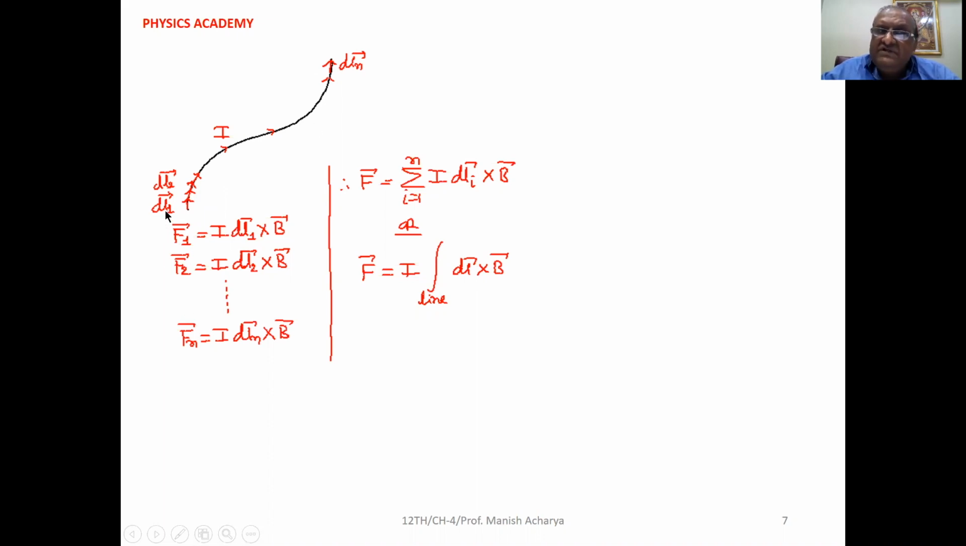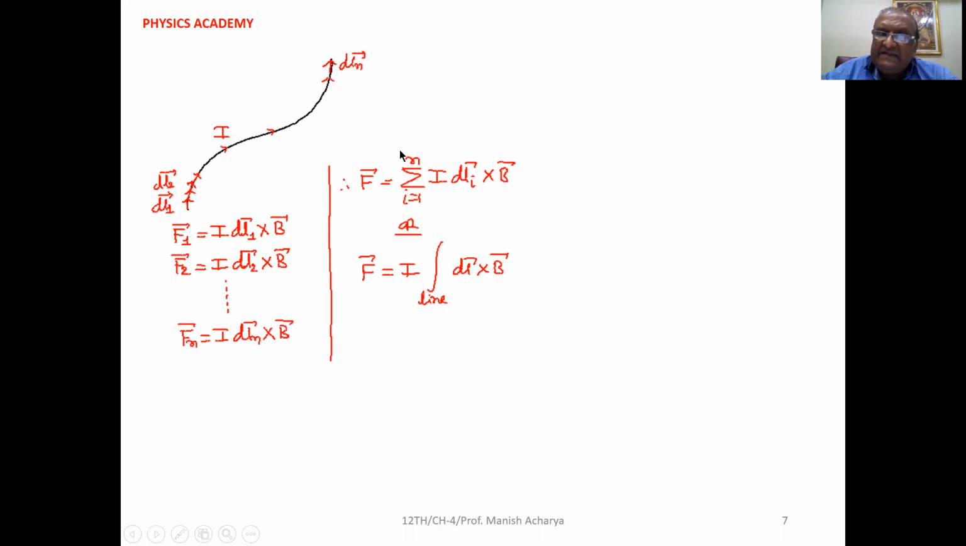Now, the forces on these current elements we can write: F1 is equal to I dl1 cross B, that is the force on the first current element. F2 is I dl2 cross B, that is the force on the second current element, up to Fn, that is equal to I dln cross B, that is the force on the nth element. So in this way, first of all, we have to calculate the force acting on each and every current element, and then after, take the vector summation of all these, we will get the resultant force acting on that current carrying conductor. So we can write the resultant force F equal to the sum from i equal to 1 to n of I dli cross B.